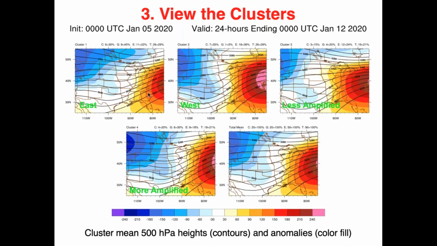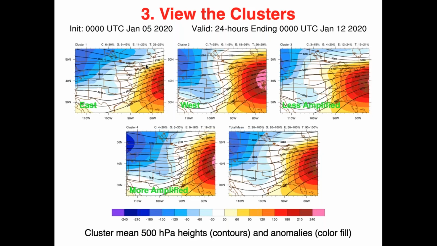So for example, if we look at cluster 1, we can see that there are 6 Canadian members, which is 30% of the 20 overall Canadian ensemble members. There are 9 GEFS members, which is 45% of the GEFS ensemble, and there are 11 European ensemble members, which is 22% of the European ensemble. So for a total of 26 members, or 29% of the 90 ensemble members that we're looking at.